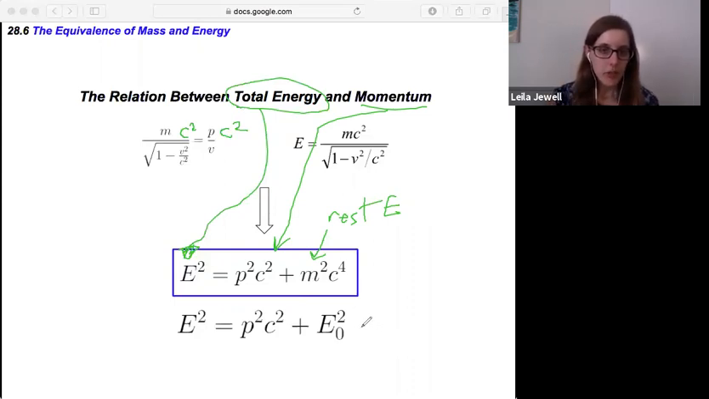And so this gives us a way that a lot of times with high-speed things like electrons, they won't specify how fast they're going in terms of velocity. They'll specify something like the momentum. And then based on the momentum and the rest energy, you can figure out the total energy. Or if you know the total energy, you can figure out the momentum based upon the rest energy of the electron. So that pulls us through section 28.6, the equivalence of mass and energy.